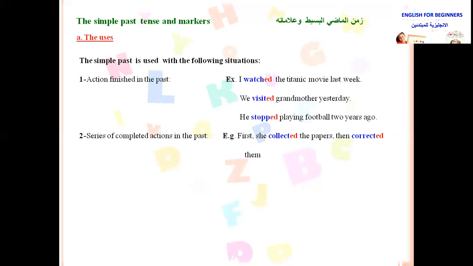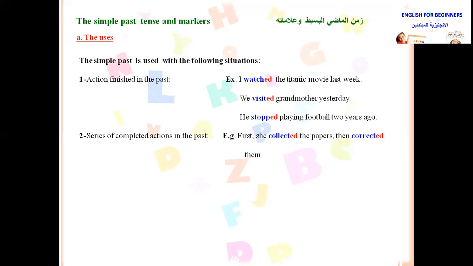For the first one, action finished in the past, which means an action that started and finished in the past. I have examples here. I watched the Titanic movie last week. Last week is the marker of the simple past. Here, I put the verb to watch in the simple past by adding ed. The second example, we visited grandmother yesterday. The last one, he stopped playing football 2 years ago. I mean, ago or years ago is the marker of the simple past.